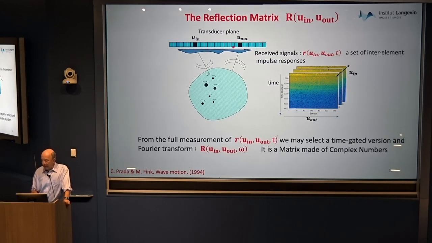When I have this, it is not exactly a matrix. It is a matrix, but of functions of time. And I don't like to play with functions of time. I prefer to have a matrix of complex numbers. And when I get this information, now I can do a Fourier transform, and I create a matrix that I call the reflection matrix at frequency omega that depends on u_in and u_out, and it is a matrix of complex numbers. And now, this matrix is quite interesting because if I make the singular value decomposition of this matrix, each singular value and each singular vector will correspond to one target if my targets are well disseminated.